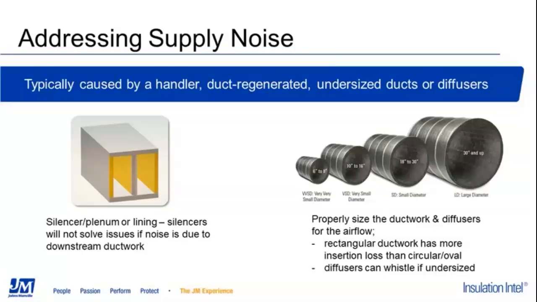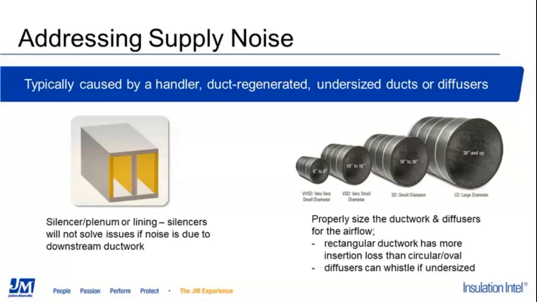Please note that if you put a silencer upstream and then you have VAVs or any kind of transitions that generate noise themselves, your silencer is really not going to be helping with that. So you need to make sure that you're using lining downstream of where those regenerated noise sources may be.